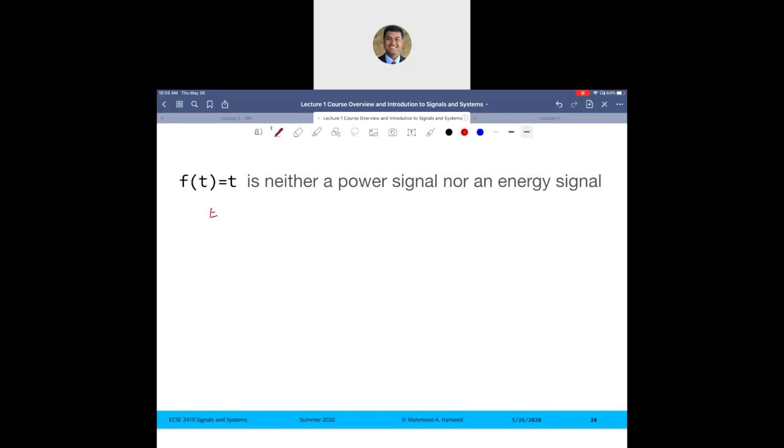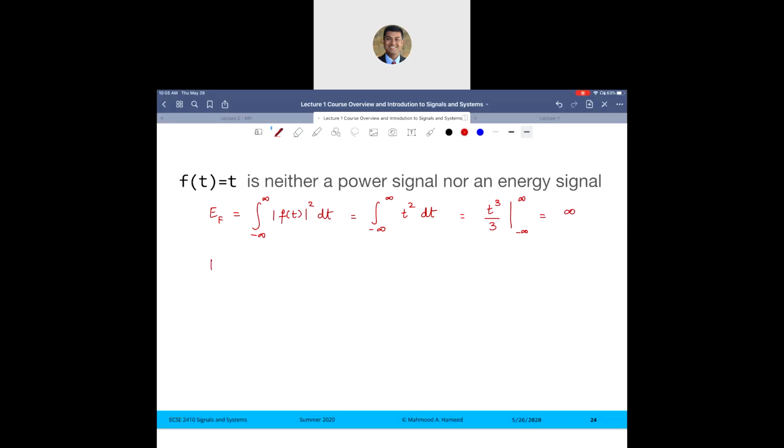So let's try to find the energy of this signal, which is t. So E_f is the integral from negative infinity to infinity of the magnitude of f of t squared dt. In this case, f of t is simply t. It's a real valued signal. So you get t squared, which integrates to t cubed divided by 3 with definite limits negative infinity to infinity. Over here, you have infinity.